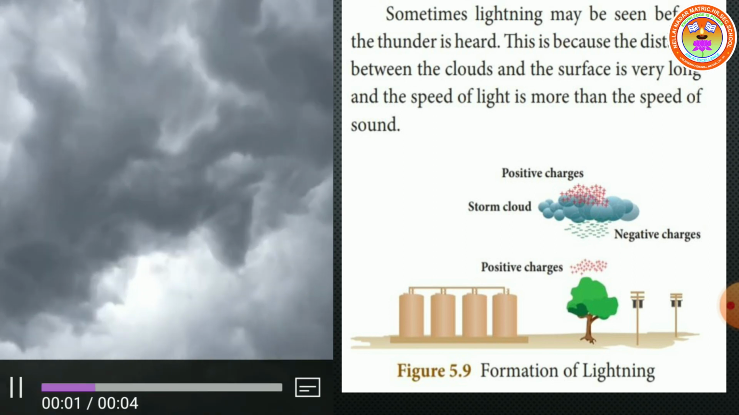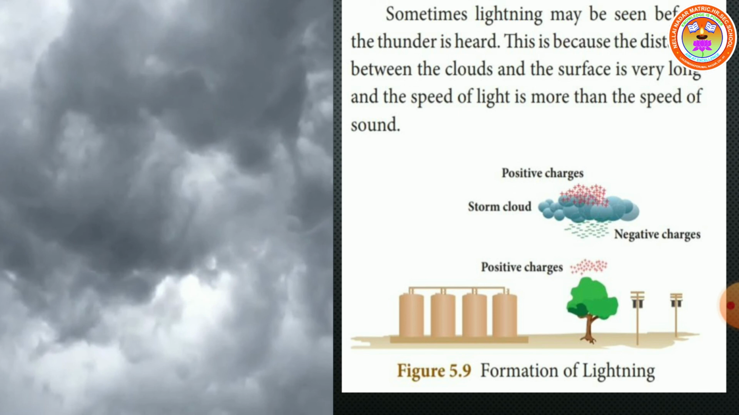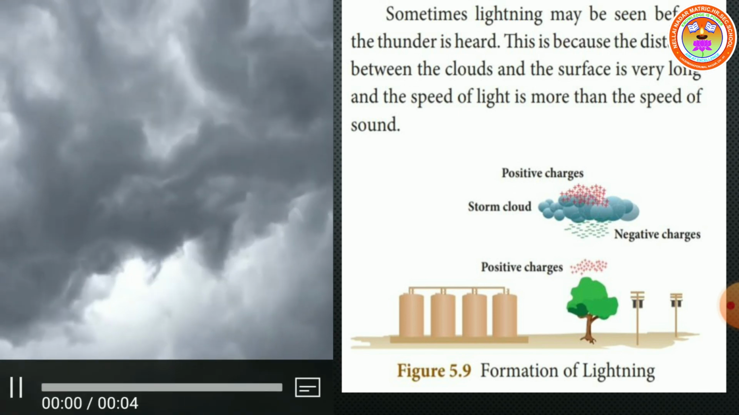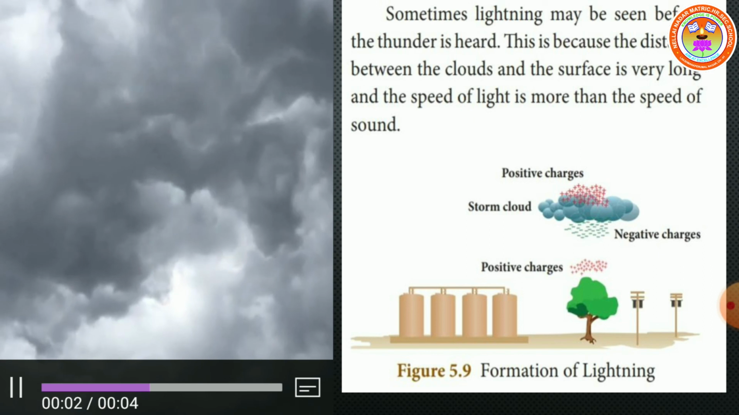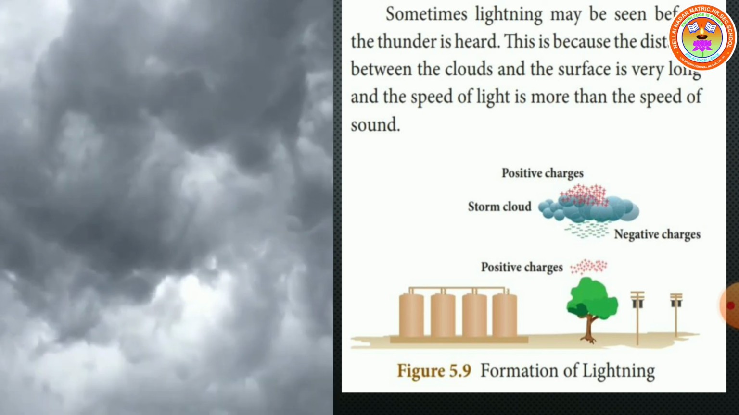Have you seen the picture, children? The cloud pictures are there. Storm cloud. The upper part of the cloud is positively charged and the bottom of the cloud is negatively charged. It attracts the positive charges in the upper part of the tree.